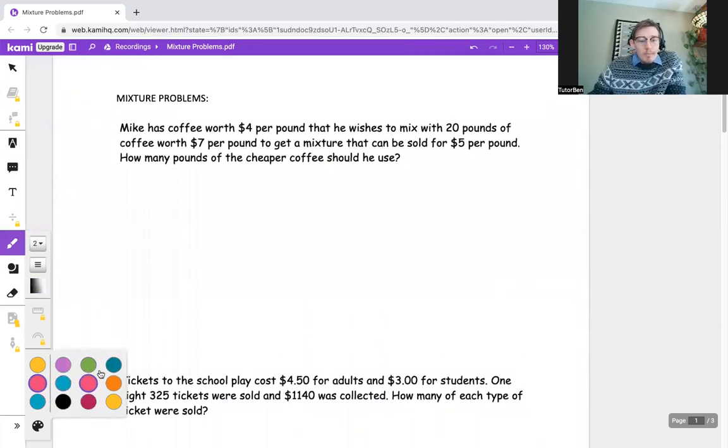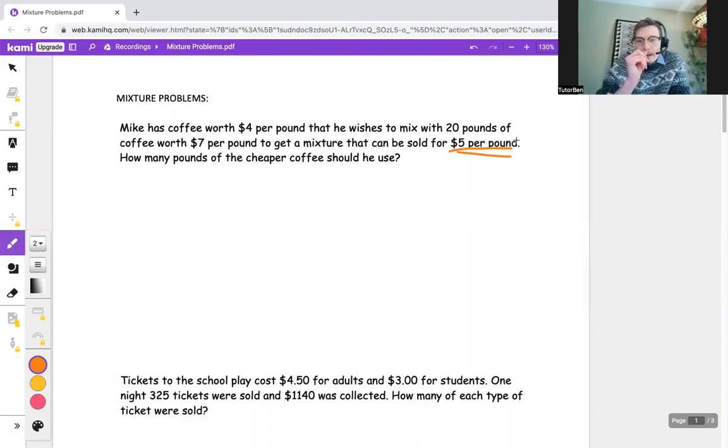So in this problem, Mike has coffee. Looks like we're switching over to coffee drinkers instead of tea drinkers here. So Mike has coffee worth $4 per pound that he wishes to mix with 20 pounds of coffee worth $7 per pound to get a mixture that can be sold for $5 per pound. How many pounds of the cheaper coffee should he use? So already this is a different setup because we're given the final price per pound.